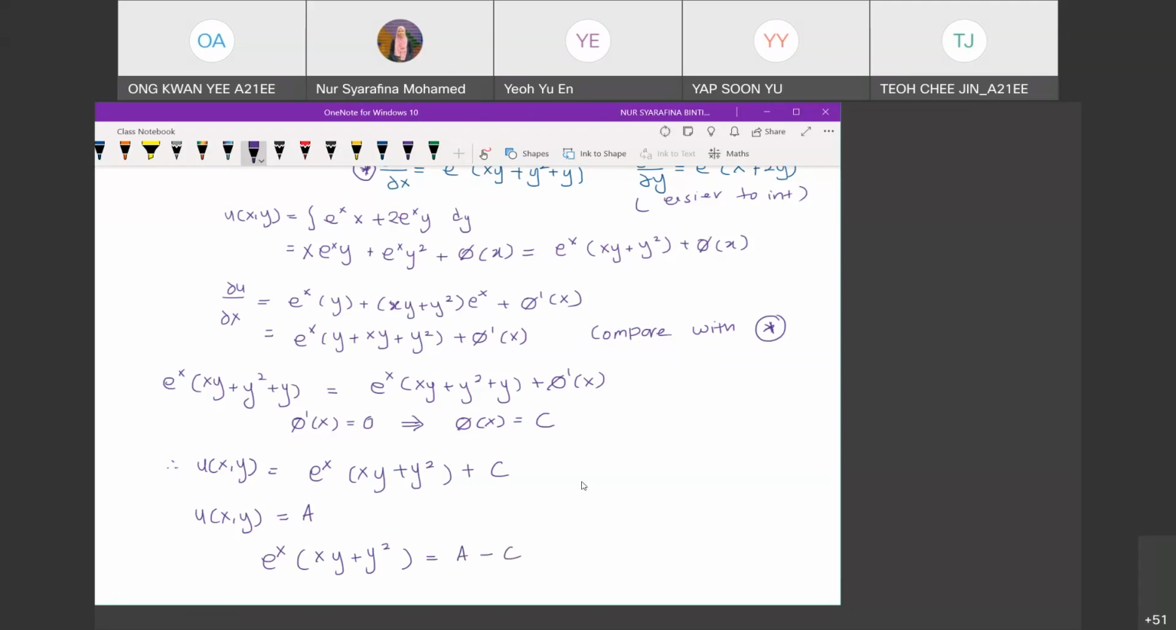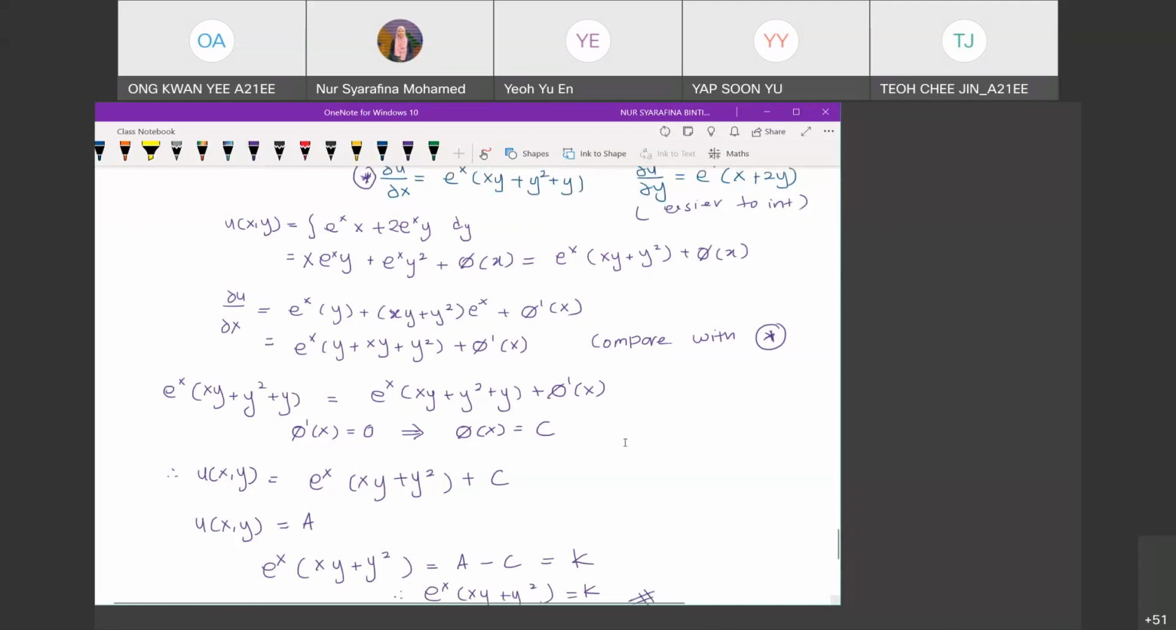minus c. Right, we just put the constants together and we can simplify this with another variable as k. So e^x y plus y squared equals to k. So this is your final answer. Is that clear? Understand or not?